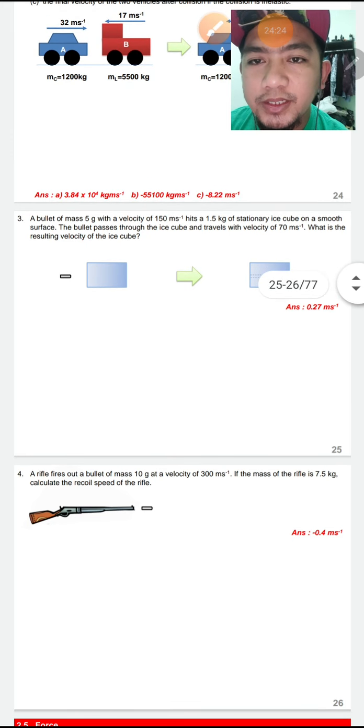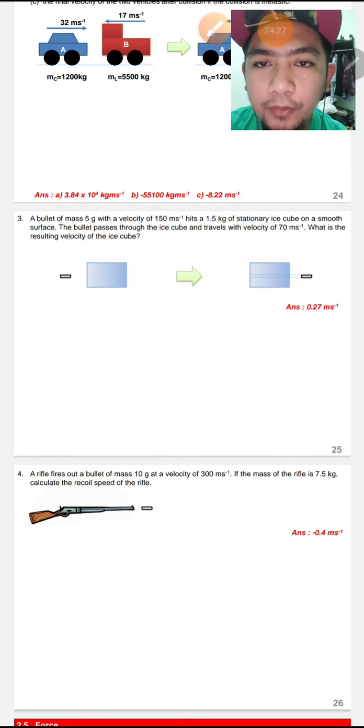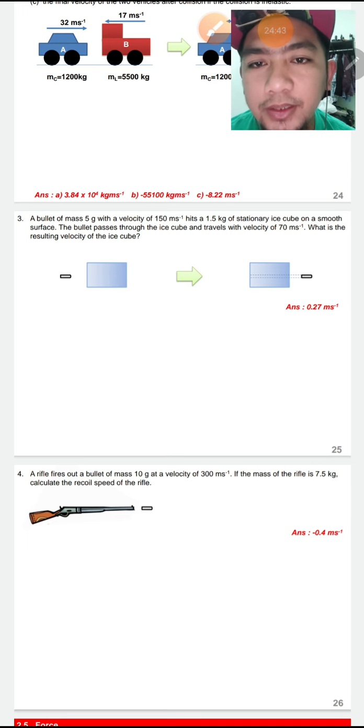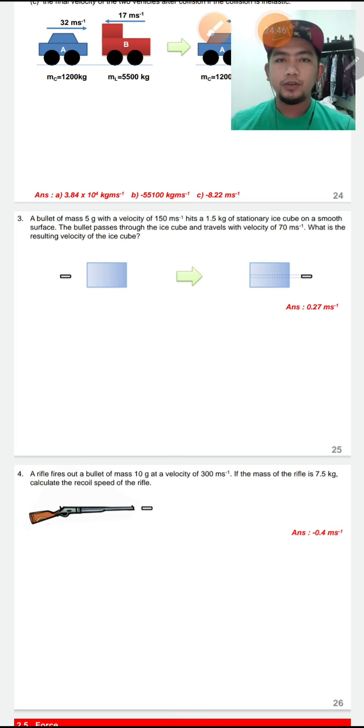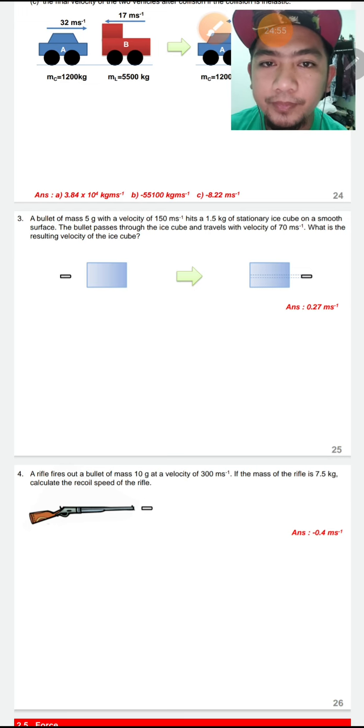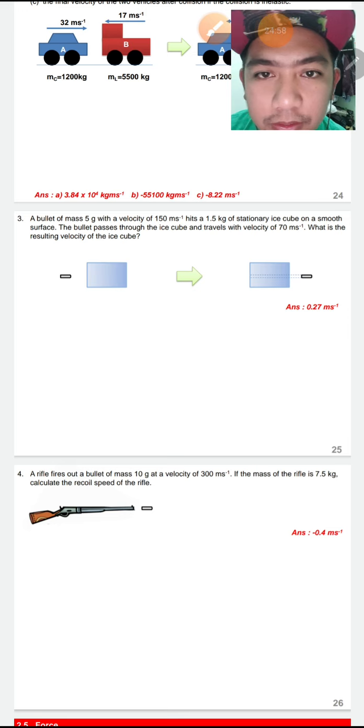A bullet of mass 5 gram with a velocity of 150 meter per second hits a 1.5 kilogram stationary ice cube on a smooth surface. The bullet passes through the ice cube and travels with velocity 70 meter per second. What is the resulting velocity of the ice cube? So first step, you need to recognize whether this is an elastic collision, inelastic collision, or explosion. Okay, so the bullet passes through.